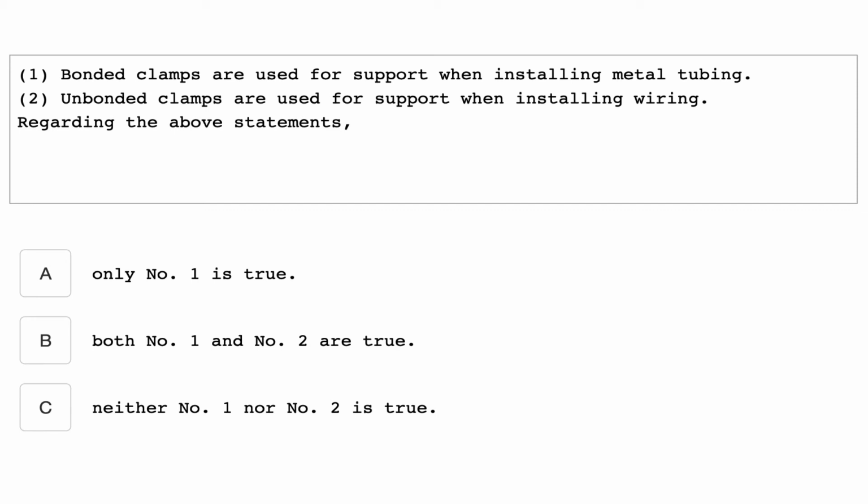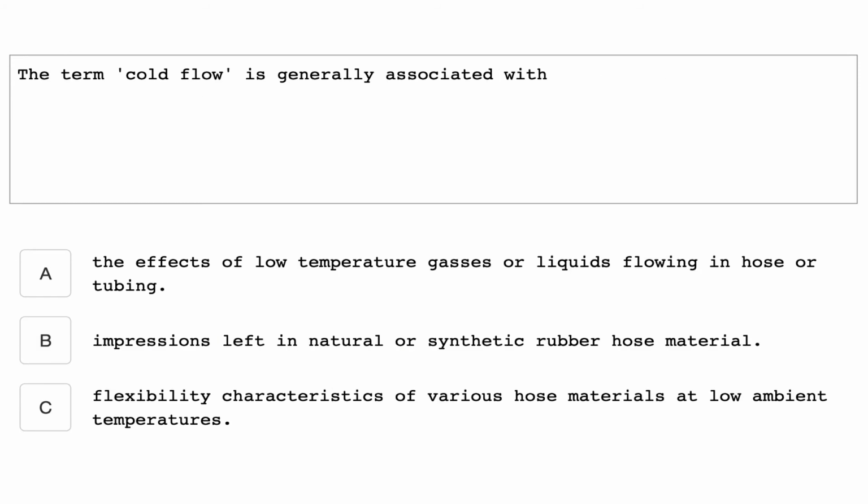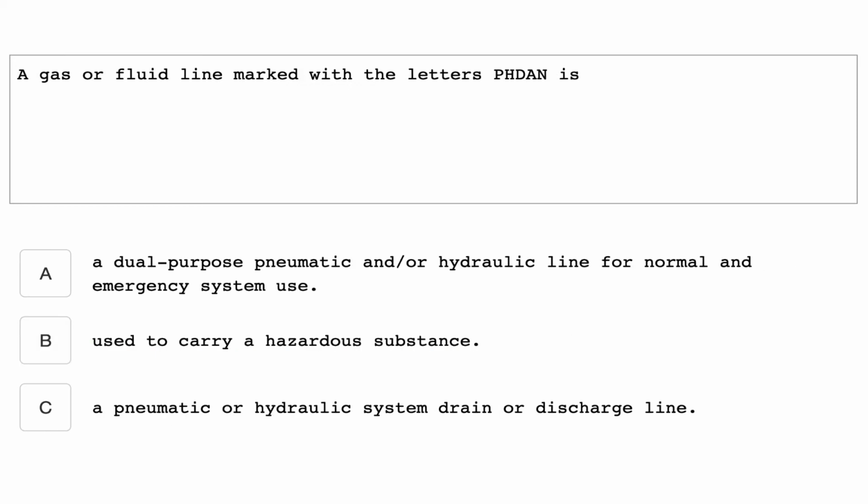1. Bonded clamps are used for support when installing metal tubing. 2. Unbonded clamps are used for support when installing wiring. Regarding the above statements, both 1 and 2 are true. The term cold flow is generally associated with impressions left in natural or synthetic rubber hose material. A gas or fluid line marked with the letters PHDAN is used to carry a hazardous substance.